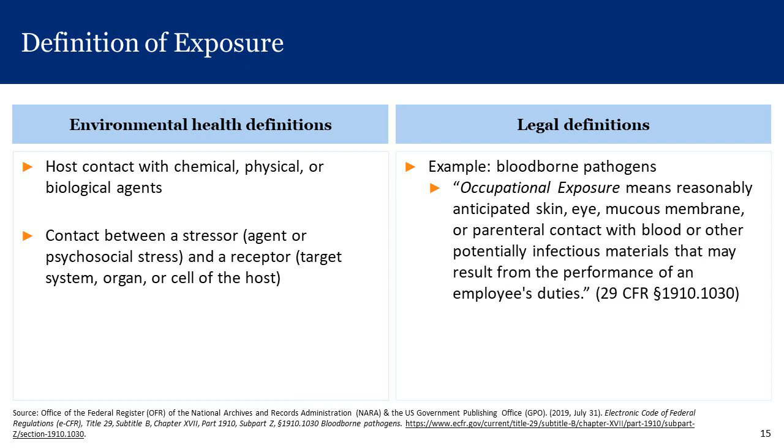One example is bloodborne pathogens. So an occupational exposure in this case would mean any reasonably anticipated skin, eye, mucous membrane, or parenteral contact with blood or other potentially infectious materials that may result from the performance of an employee's duties. And so in this, you might think about someone who is a laboratory technician who may be processing blood samples from patients that are potentially infectious, whether that processing is for understanding an infection in that particular patient or not.